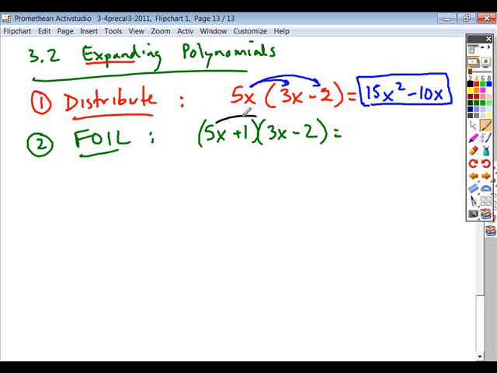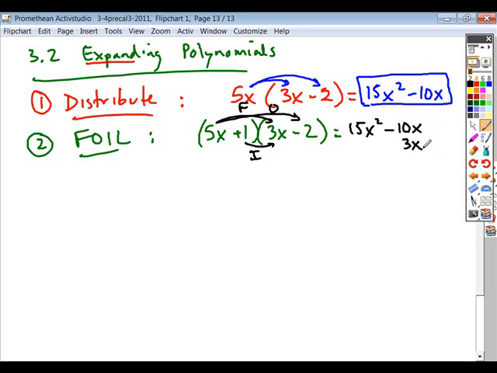We take our 5x and distribute it through, which is equivalent to taking the product of our first terms. 5x times 3x is 15x squared. Now we distribute that 5x to the second term, negative 2. That's also considered the product of our outer terms. So 5x times negative 2 is negative 10x. Now we move to the next term and distribute it, which is also equivalent to the product of our inner terms. 1 times 3x gives us 3x.